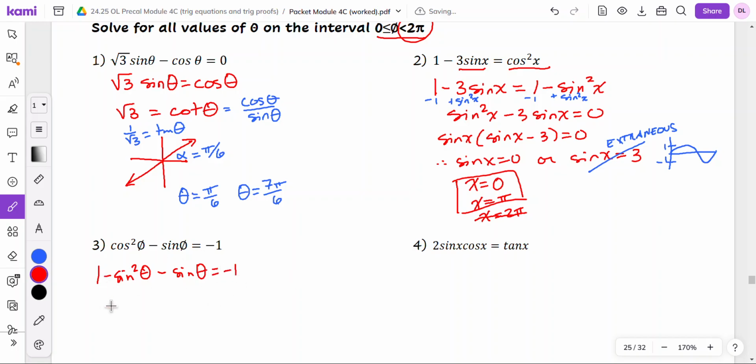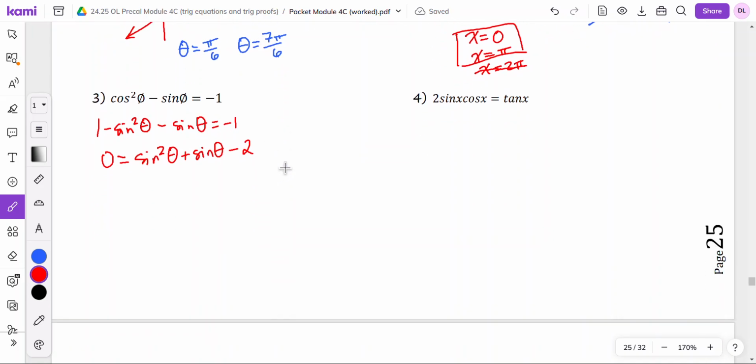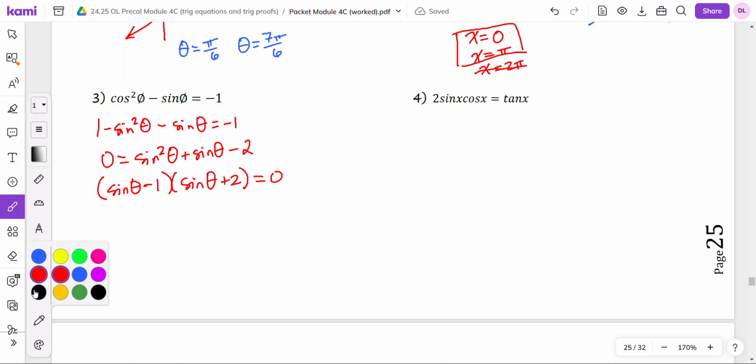I'm going to rewrite this and move things around so I can say that 0 is going to be sine squared of theta plus sine of theta minus 2. And if I work on my factoring, that means that sine of theta minus 1 and sine of theta plus 2 needs to be equal to 0.